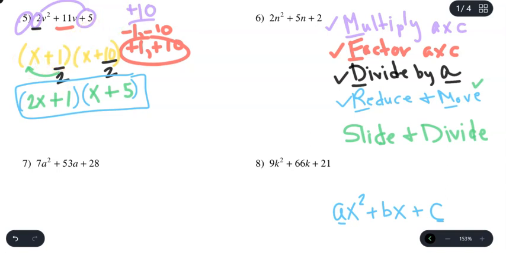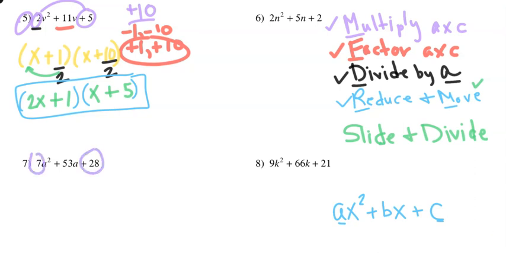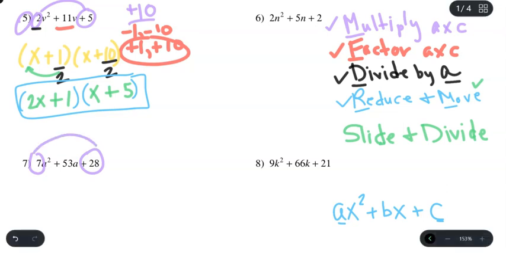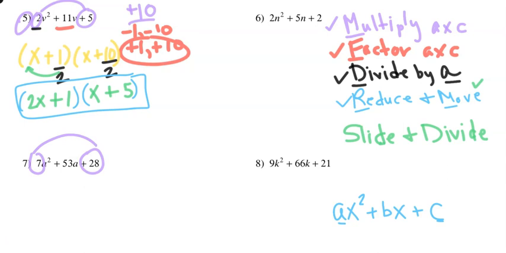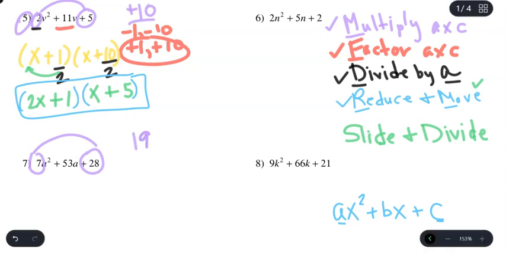Let's try another one, just to get your feet under you a little bit more. All right, A times C. Well, this one is going to be nice and fun. So A times C, so 140 and 56 is 196. And again, this is positive because it's a positive times a positive. Positive 7, positive 28. What are some factors of 196 that would give me positive 53?